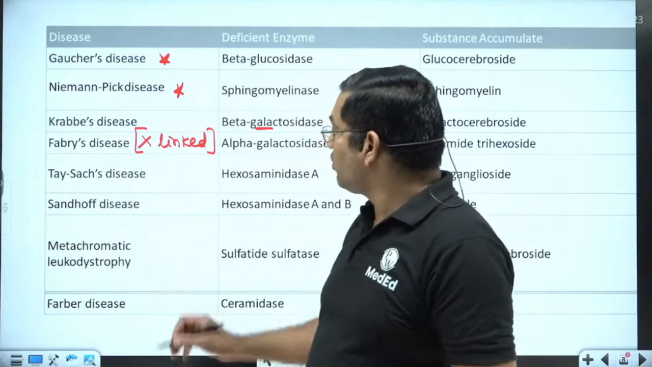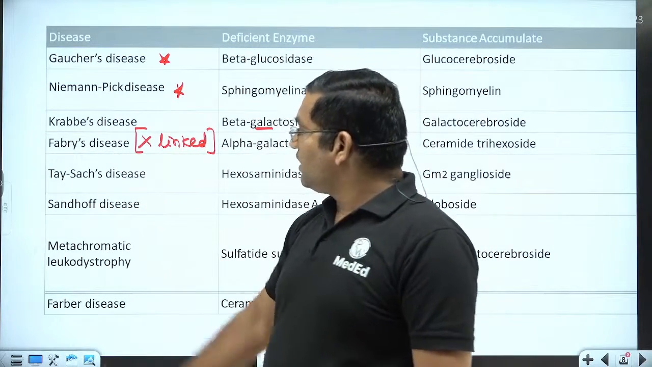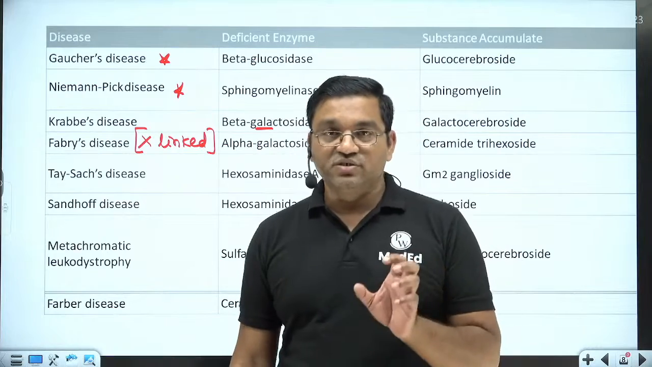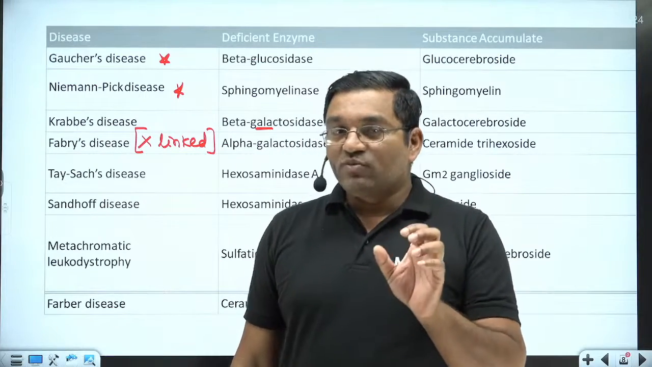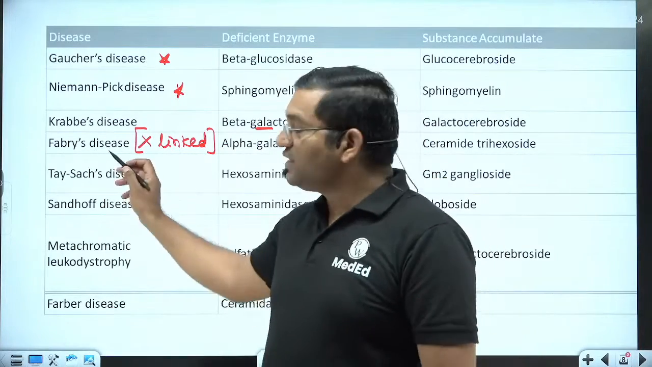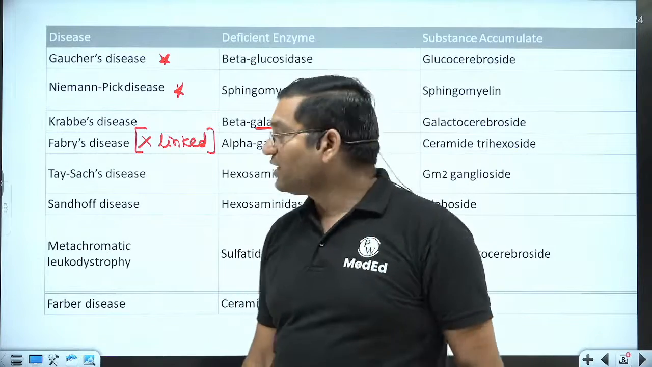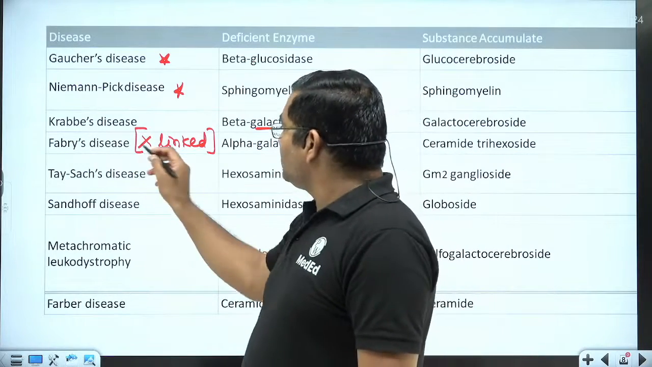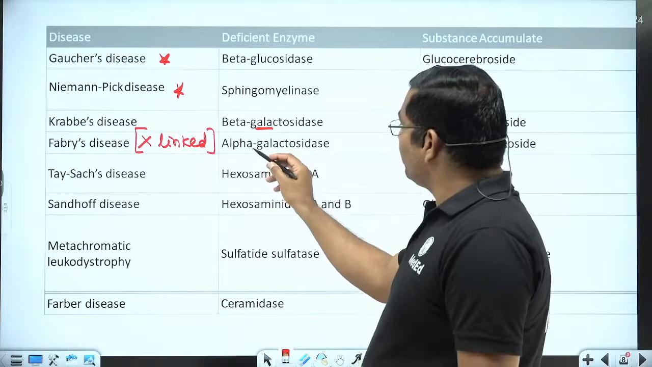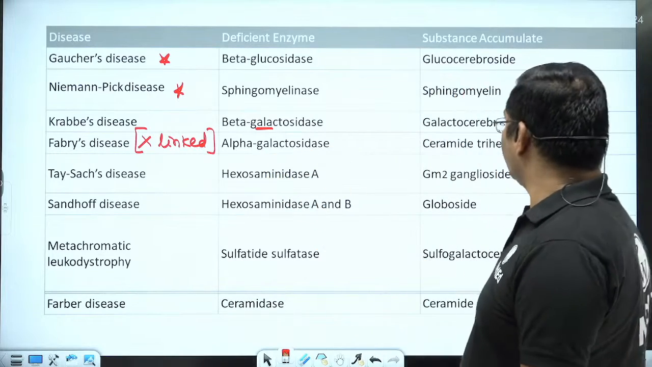Angiokeratomas are a feature of Fabry's disease and GM1 gangliosidosis. So Fabry's disease is X-linked, due to defect in the alpha galactosidase.